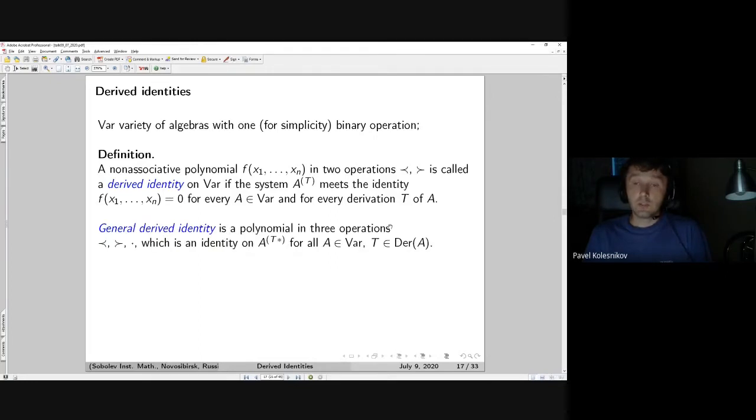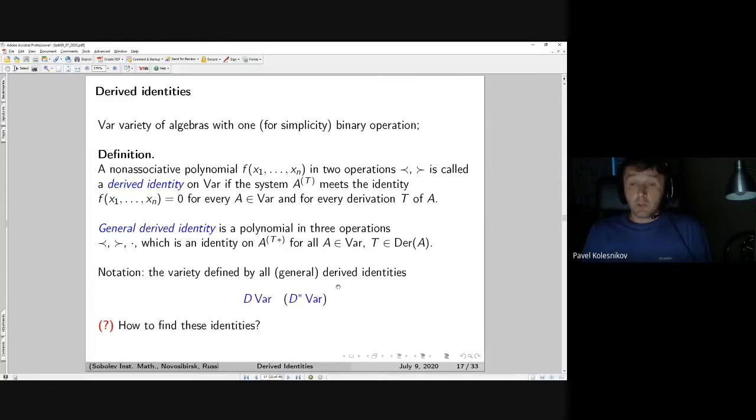And the general derived identity is just the same, but with a polynomial with three operations. That polynomial f would have three different operations. And then we would say a general derived identity is a polynomial which gives us an identity on A t star for all possible A's and for all possible derivations of A. This is exactly what I was saying before.